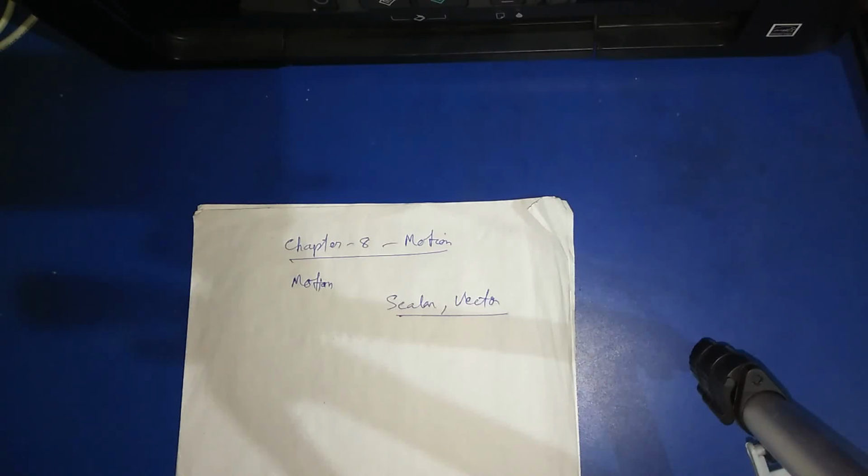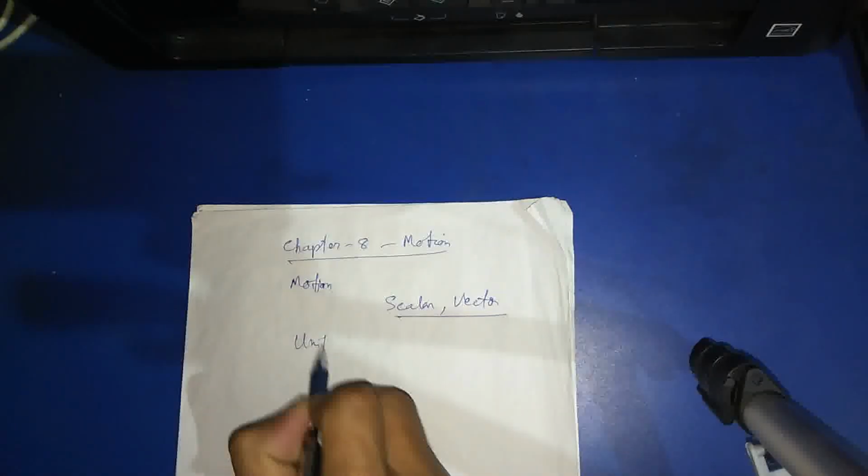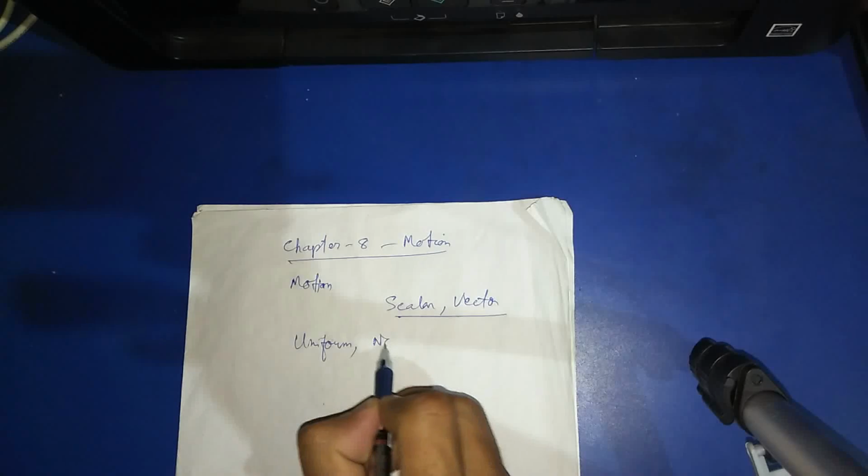Then there are two types of motion that we can discuss. One is called uniform motion, the other one is called non-uniform motion. Uniform motion means if a body covers equal distance in equal intervals of time, then we call it uniform motion. Non-uniform motion means if a body does not cover equal distance in equal intervals of time, then we call it non-uniform motion. So what we have discussed is uniform and non-uniform.